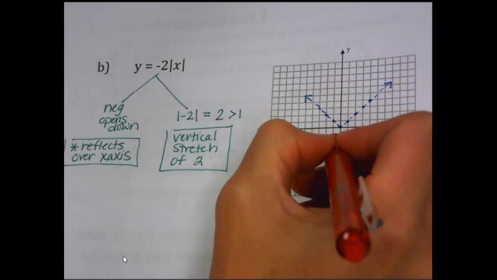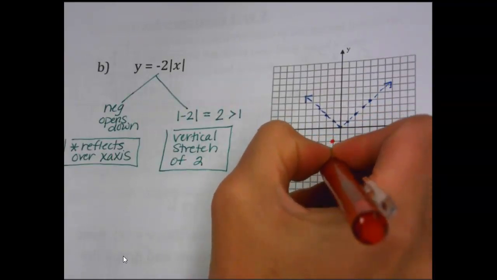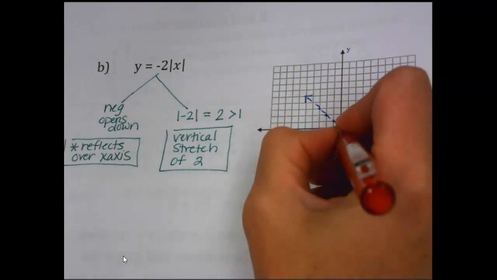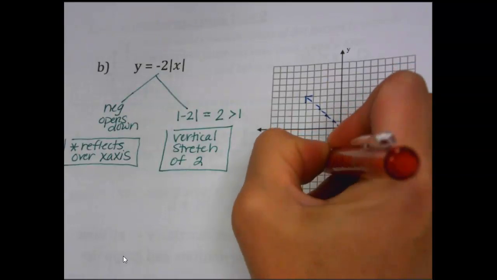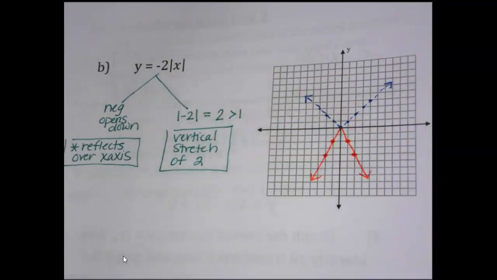If you want to reflect first and then stretch it, that's fine. Or you can do them both at the same time. So what should happen is it should be opening down, but it also should be quite a bit skinnier since it was a vertical stretch.